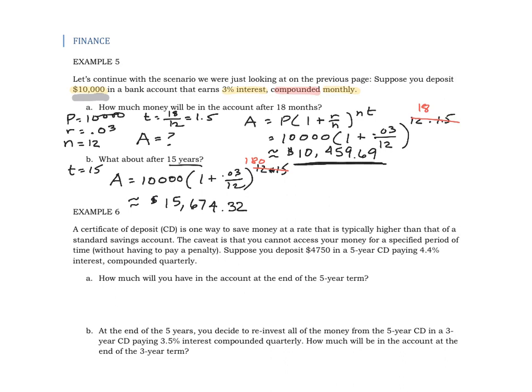Now we've answered their questions, but I just want to remind us how much of this is interest. Okay, well, we put in $10,000. $459.69 of this is interest. And over here, if our original amount was $10,000, you earned $5,674.32 in interest.